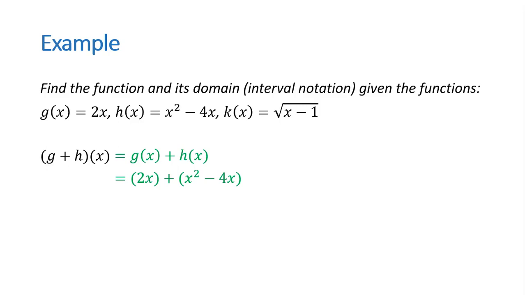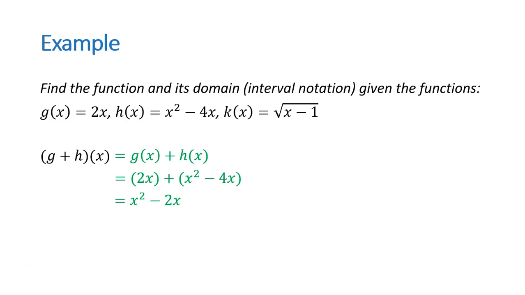So I have one quadratic term, that x squared, and then I have two linear terms. I have a positive 2x plus a negative 4x. If I combine those and write them in order of exponents, I have x squared minus 2x. So that's going to be my final function. That's the combined function we get from g plus h of x. So we found our new function, our combined function.